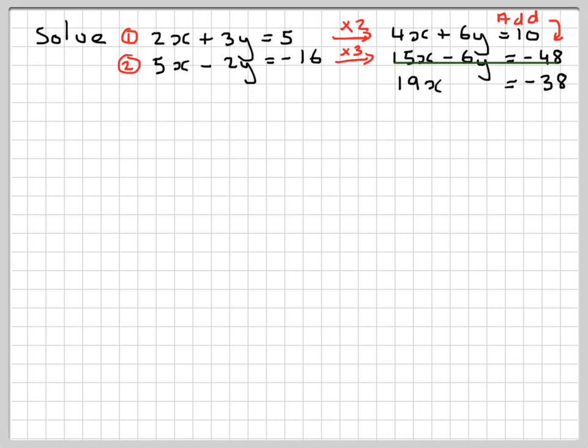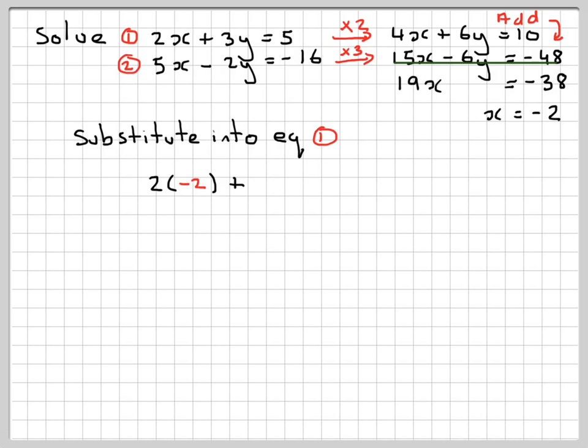So we've got 4x plus 15x is equal to 19x, and 10 plus minus 48 is minus 38. x will be minus 38 divided by 19, which is minus 2. We now substitute into one of the two equations, so just to substitute into equation 1.